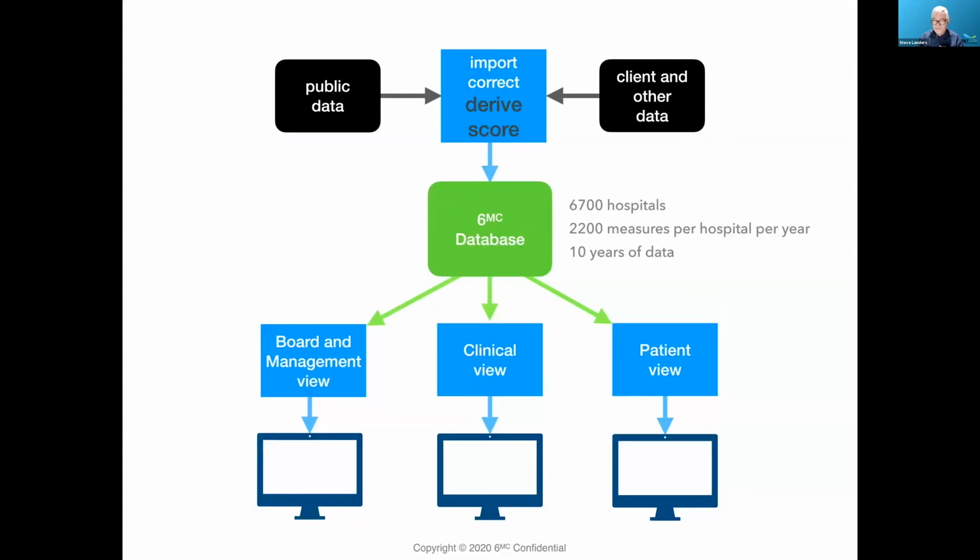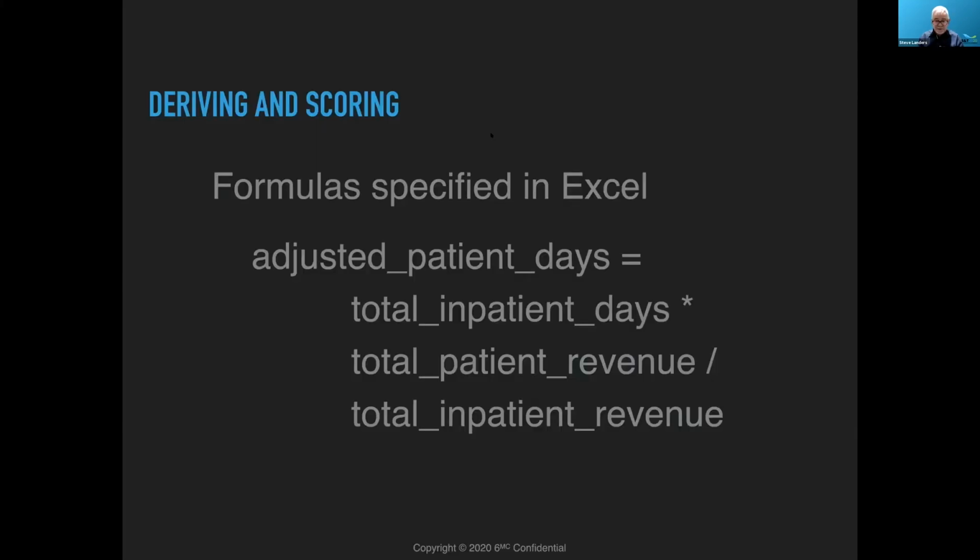Okay, back to the overall architecture. I'm going to talk about deriving and scoring, which is where our main bottleneck was. The rules for deriving and scoring are specified in an Excel database using a little language which is almost Tcl. The rules are specified by domain experts.